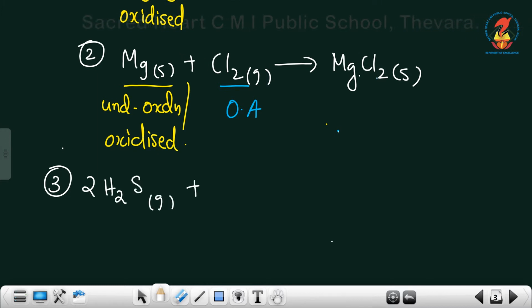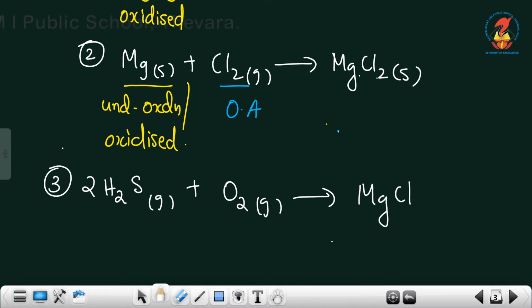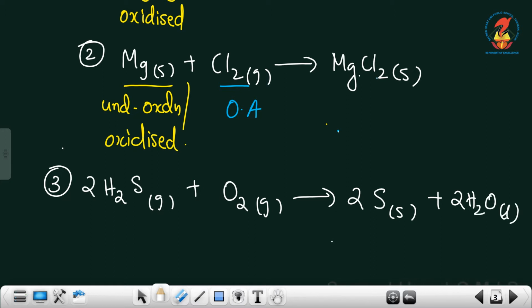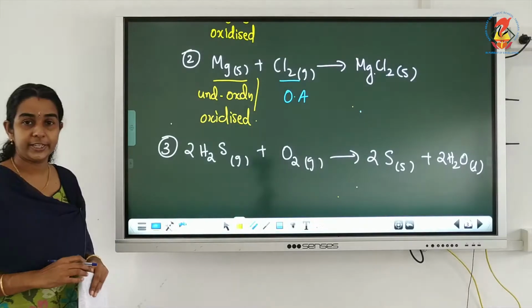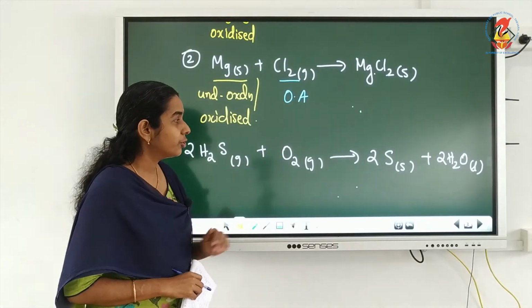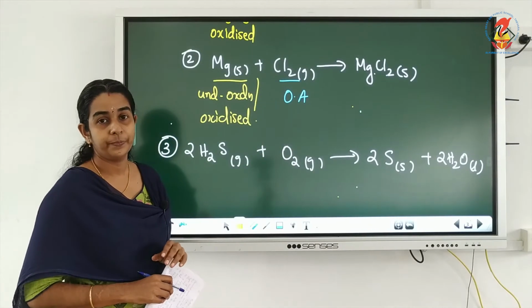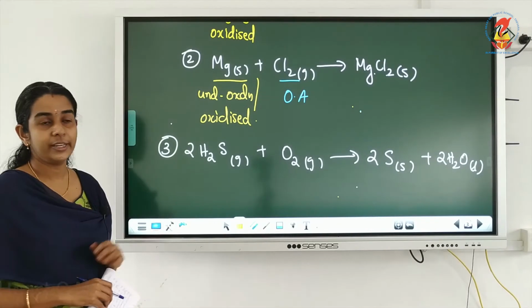Now another example. H2S gas plus O2 gas giving sulfur solid plus 2H2O. See the next equation, the third equation, H2S plus O2 giving sulfur and H2O. How can we explain oxidation here?